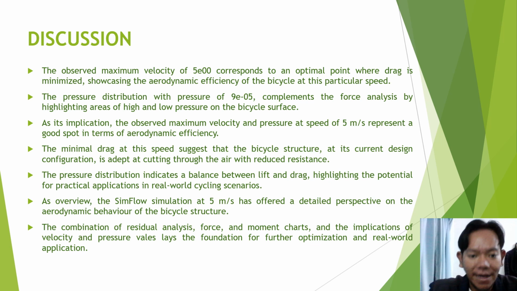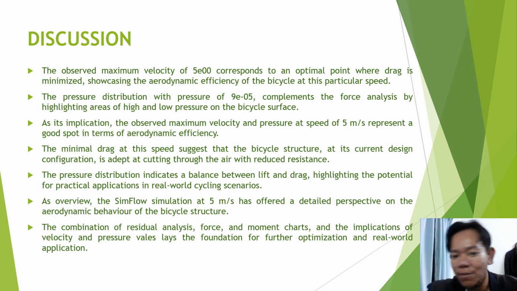As its implication, we can observe that the maximum velocity and pressure at a speed of 5 represent a good spot in terms of aerodynamic efficiency. The minimal drag at this speed suggests the bicycle structure in its current design configuration is adept at cutting through the air with reduced resistance, and the pressure distribution indicates a balance between lift and drag, highlighting the potential for practical application in real-world cycling scenarios.